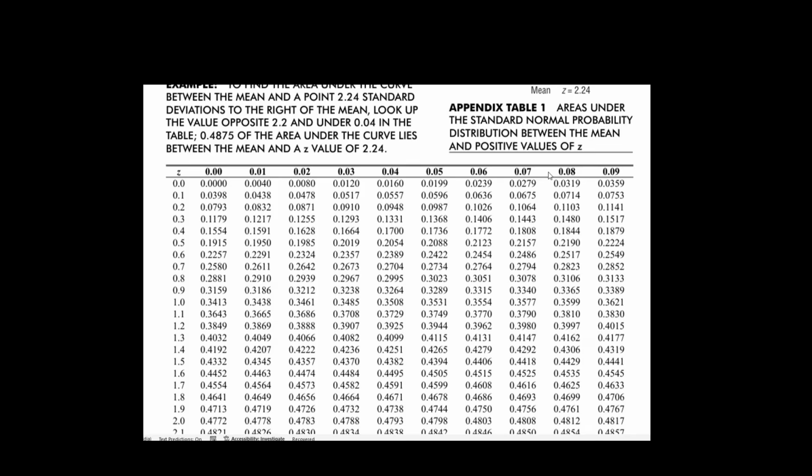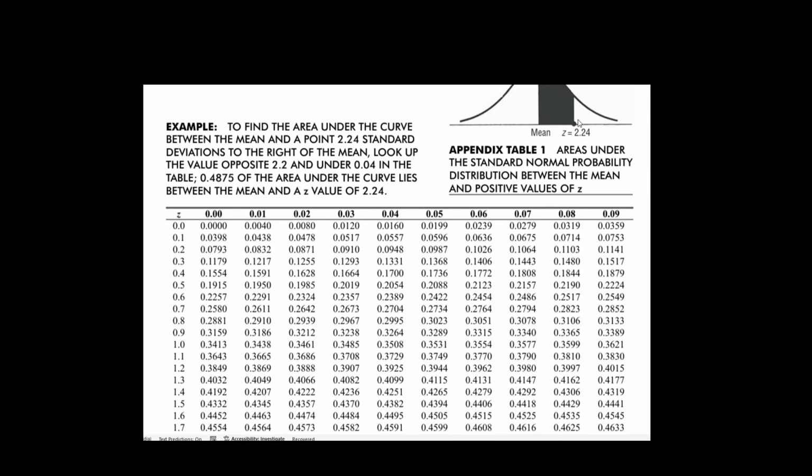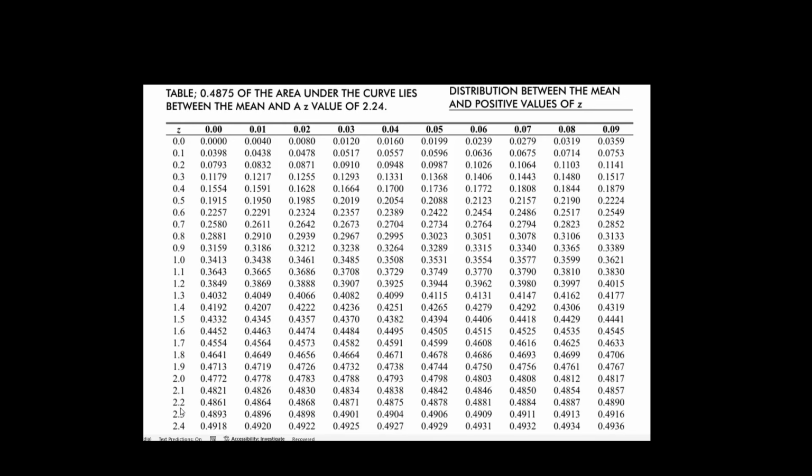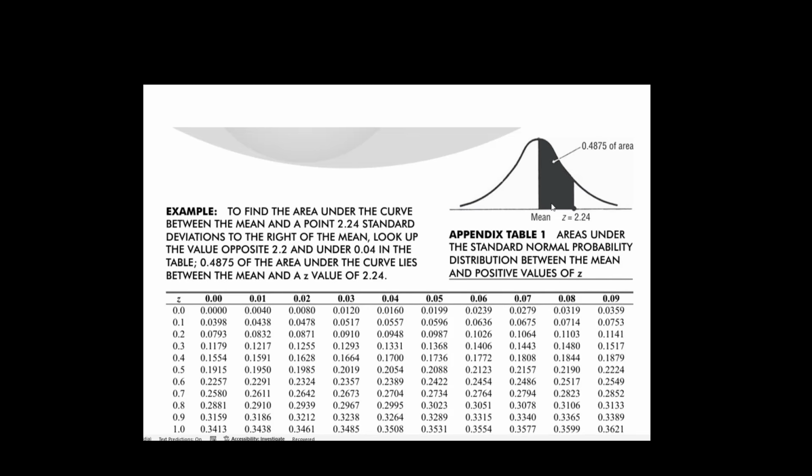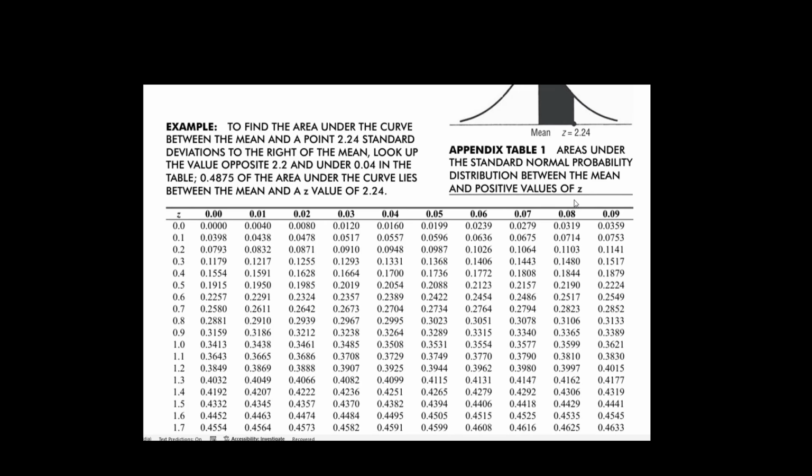Whenever we are looking for, say for example, Z equal to 2.24, the corresponding area will be the values inside the table. For Z equal to 2.24, you will first go for 2.2 and then 0.04. So 2.2 and 0.04, 0.4875 will be the value. Now we will use this table to solve the problem.